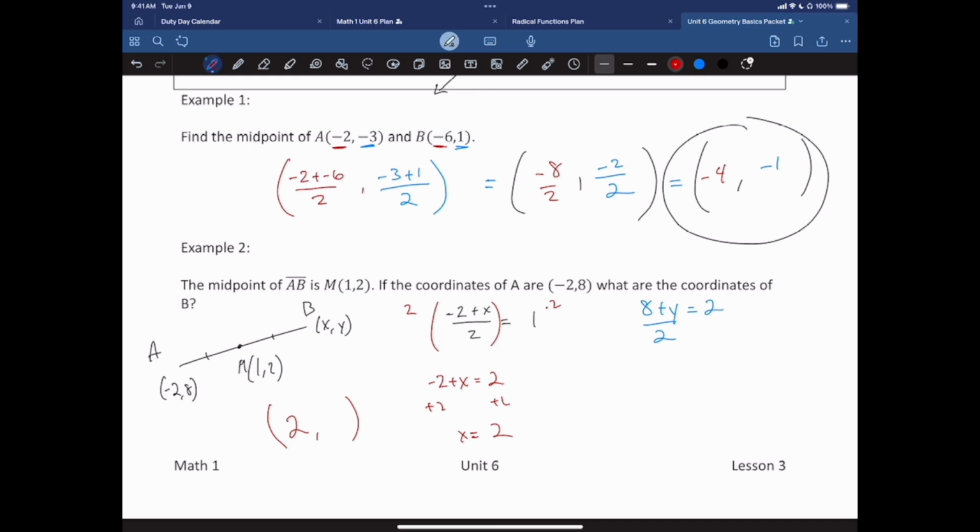Now we just need to find our Y. Okay, again, multiply both sides by 2. We're left with 8 plus Y equals 4. All right, we want to get rid of that 8 because we want Y by itself. So we're going to subtract 8 from both sides. So we get Y equals negative 4. And that is your midpoint for example 2.